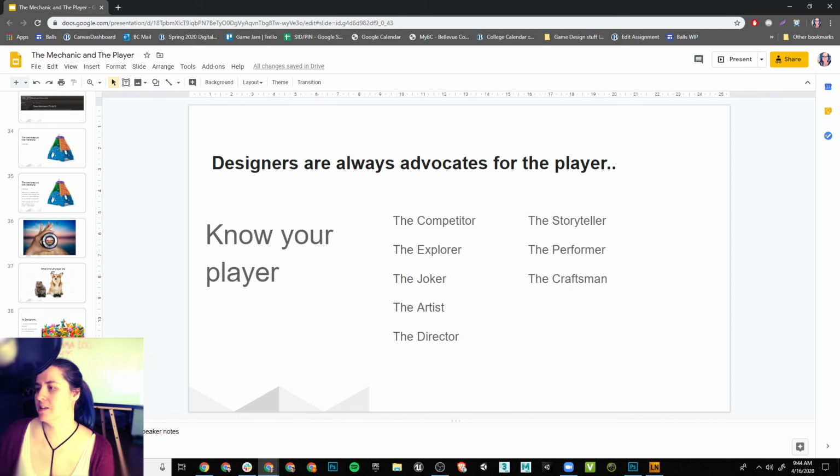So if you look at this list, the competitor, the explorer, the joker, the artist, the director, the storyteller, the performer, the craftsman, do you think you can maybe identify with any one of these? I bet you could probably do at least one, maybe a lot more than that. I know I identify with about 3 or 4 of these. So the performer, the explorer, the artist, the craftsman. I've done the other stuff too, but I like those the best.